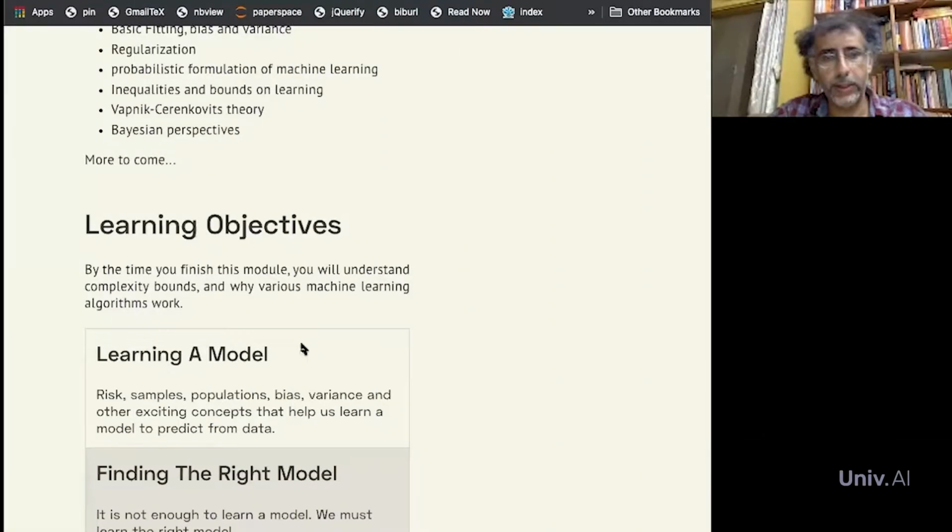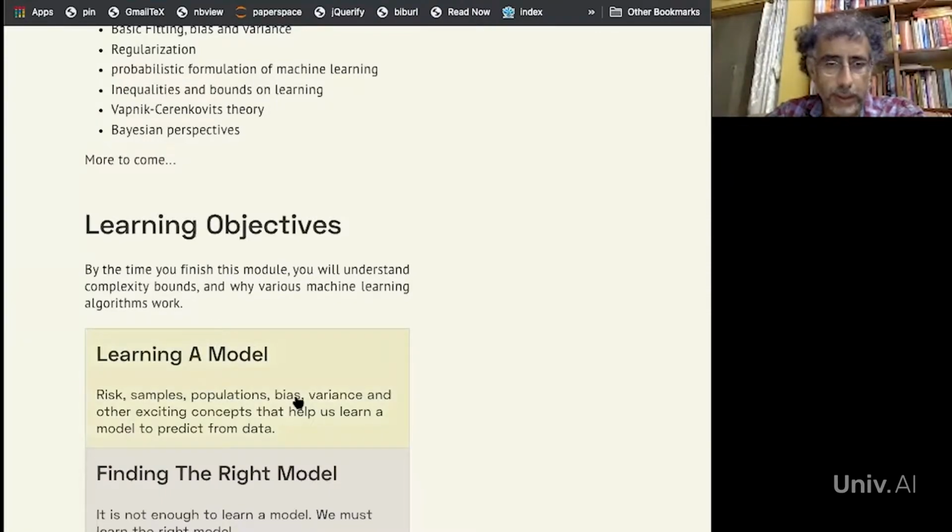We're going to learn about what goes into learning a model and how to find the right model. So this is basically talking about how fitting happens, and then how do you actually find the right model to fit something. And then later we'll go into much more detail, and you can look this up on the website. So our basic structure of today's talk is going to be learning a model and then finding the right model.